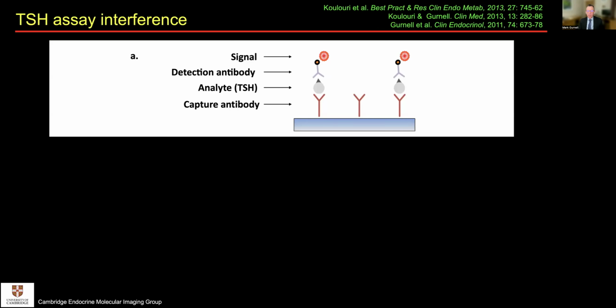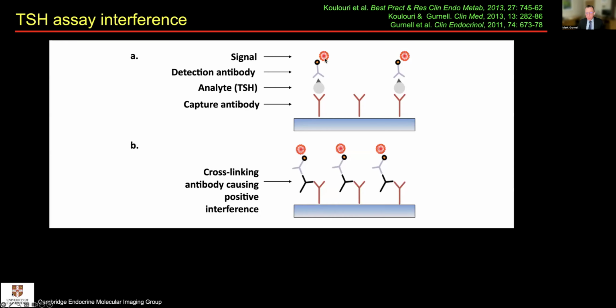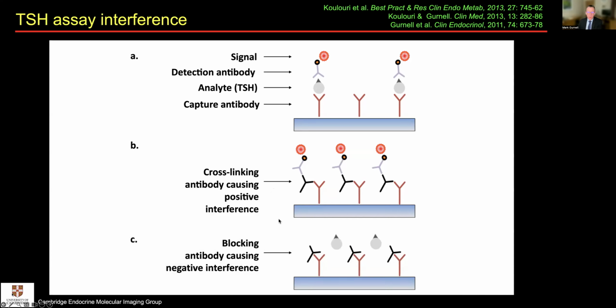And this patient had interference in the TSH assay, which you will remember is a classic sandwich assay, so a capture antibody with the TSH in the middle and the detection antibody with the signal. And it is possible to get interference in this assay, for example, by the presence of heterophilic or anti-animal immunoglobulin antibodies, which are capable of cross-linking the capture and detection antibodies, even in the absence of TSH, to give a false positive readout. The opposite is also true, where we can have antibodies which block the binding of the TSH either to the capture or detection antibody, and therefore prevent the sandwich from being formed.